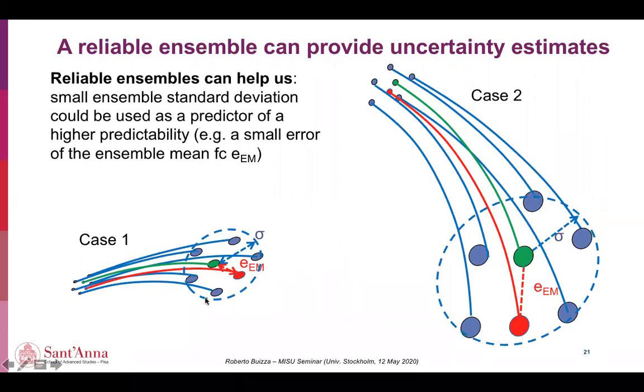When we see that the ensembles stay close to each other, then we say, okay, if our ensemble is reliable, we could use the divergence between the forecasts as a predictor of how close the reality will be. So cases when the ensemble spread is small can signal cases where predictability is high, and we can make forecasts which are more accurate than on average.